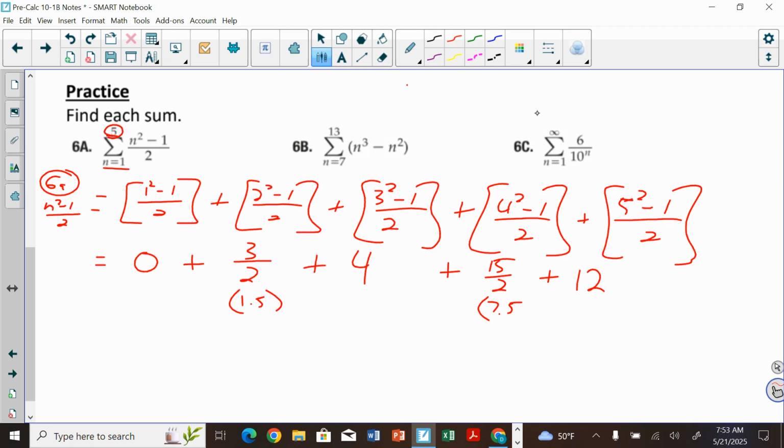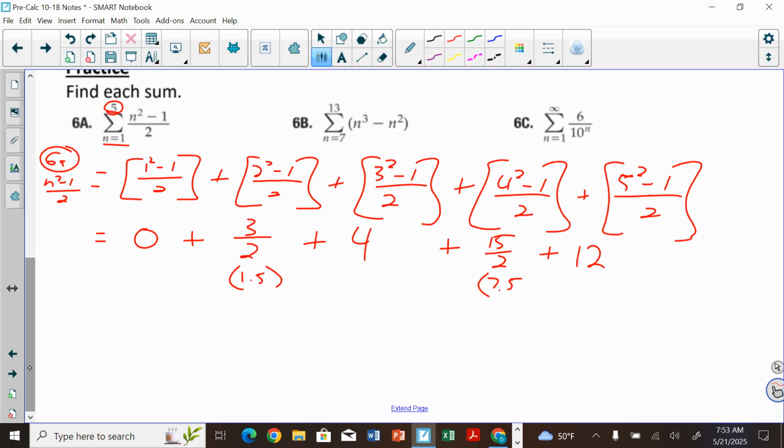So now when we add these up, we can say that we've got 12, 16, and then 16 and 7.5 is 23.5, plus 1.5, 25. Okay, so I know I have 25 here as my sum. And the other thing I can do is write it in sigma notation. I'm going to basically go like this, from n equals 1 to 5, and my function here was n squared minus 1 over 2, equals 25.